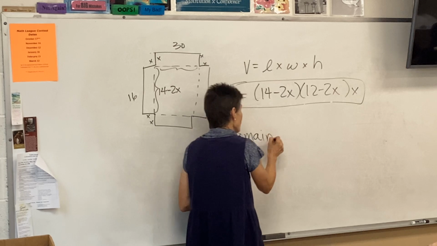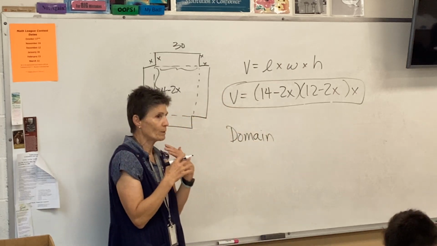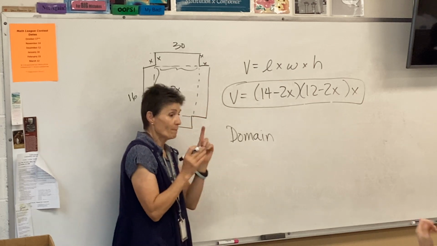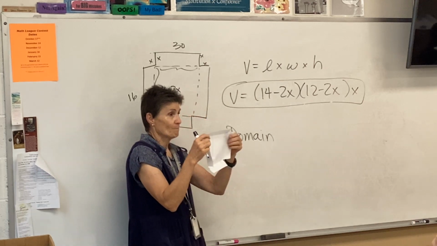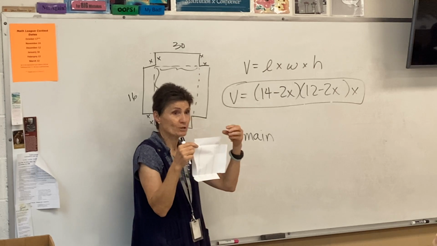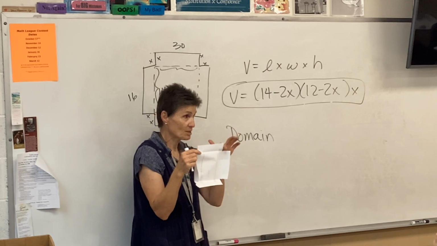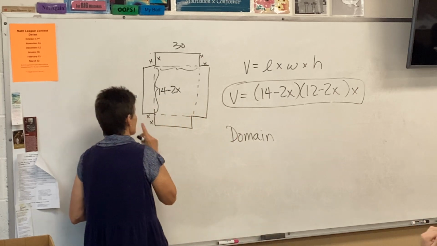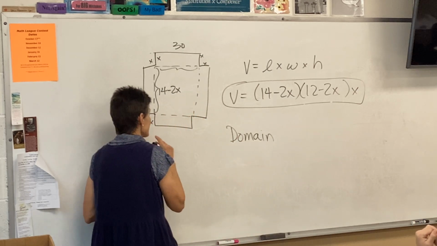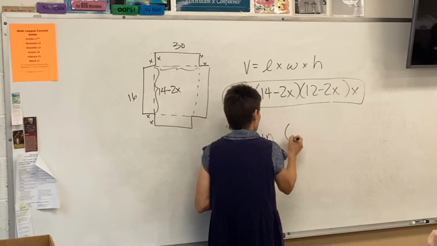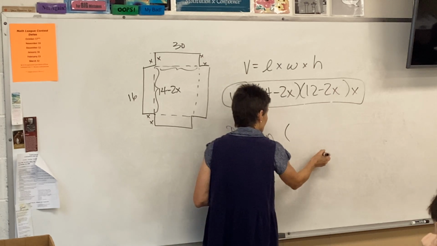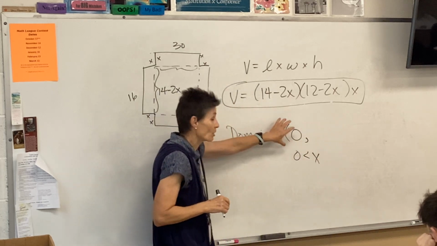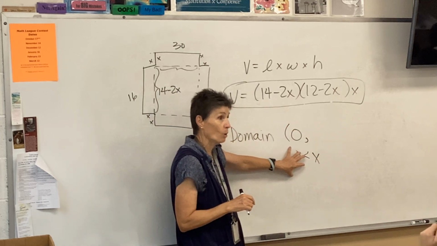What do we mean by domain? Which variable are we concerned with when we talk about domain? X. So remember, what was x? X was the corners that you cut out of the paper, right? These were x big. I want you to think about this for a second. What is the smallest that x could be? 0. Exactly. This is going to be an interval, and I'm going to write it in inequality too, to get a feeling for it.